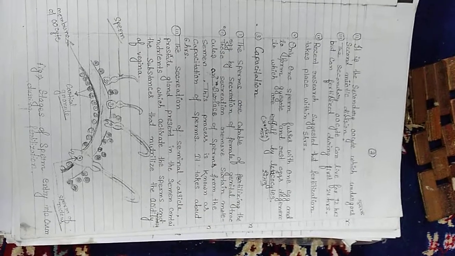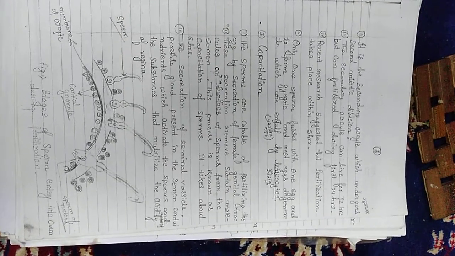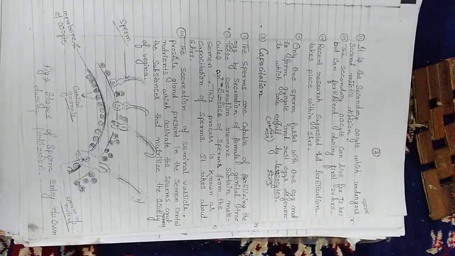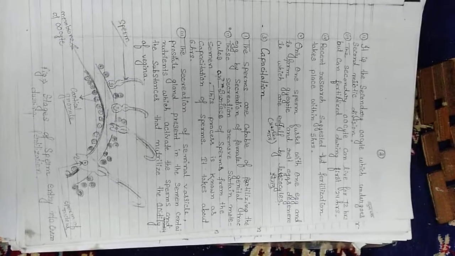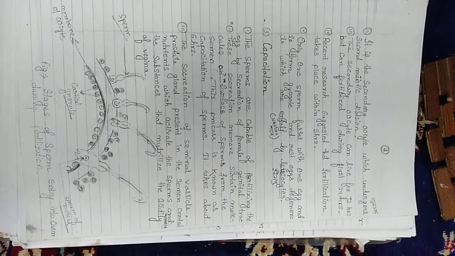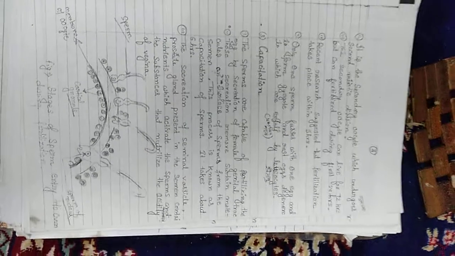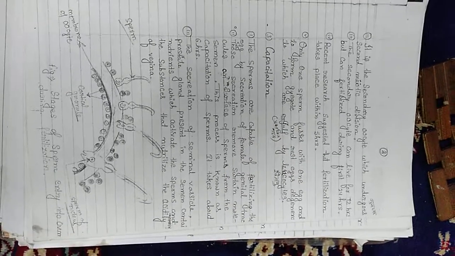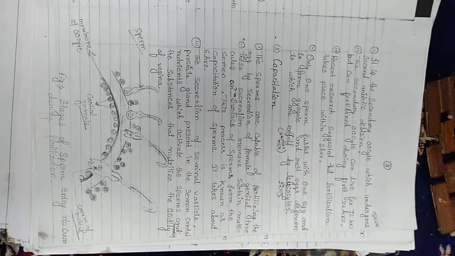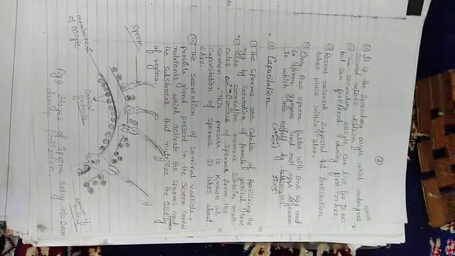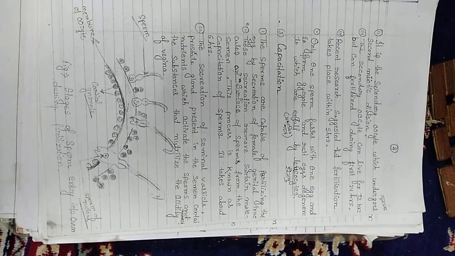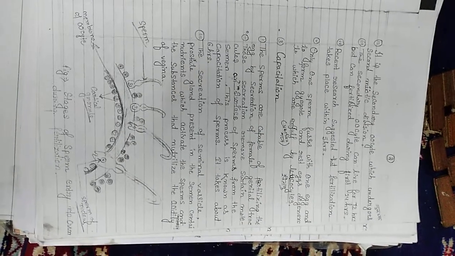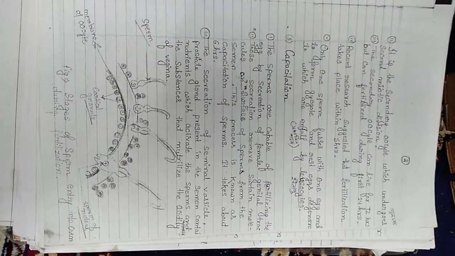Capacitation. The sperms become capable of fertilizing the egg by the secretions of the female genital tract. These secretions remove certain molecules on the surface of the sperm from the semen. This process is known as capacitation of sperms. It takes about 6 hours. The secretions of the seminal vesicle and prostate gland present in the semen contain nutrients which activate the sperms, and a substance that neutralizes the acidity of the vagina.